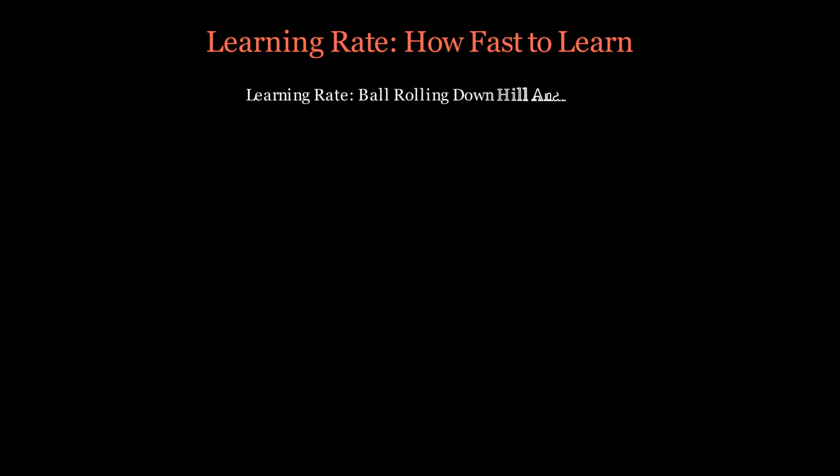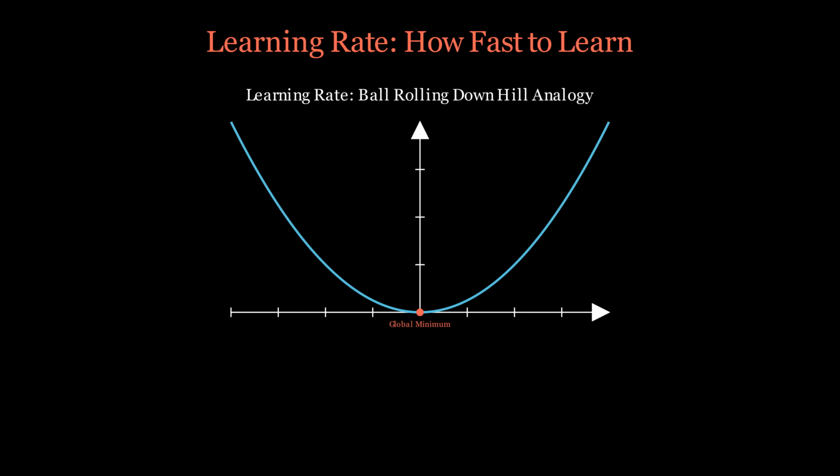Imagine a ball rolling down a hill toward the bottom. That's our model trying to find the minimum loss. The learning rate determines how big steps the ball takes as it rolls down. Let's start with a high learning rate of 0.8. Watch what happens. The ball takes huge steps and overshoots the minimum, bouncing back and forth without settling.